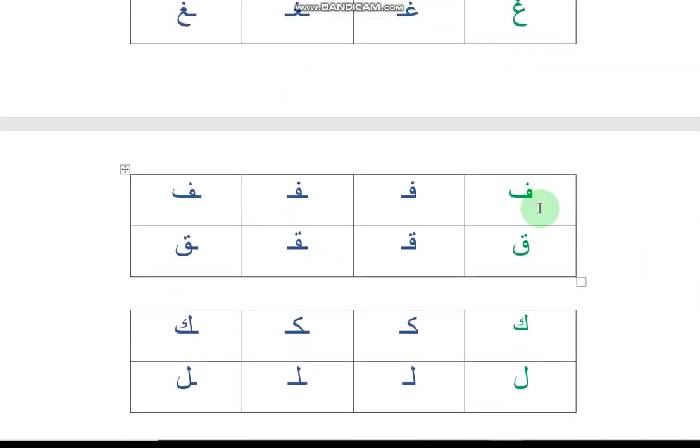Let's move on to Fa and Qaf. This is Fa in isolation. This is Qaf in isolation. Look at it. Fa has a dot, while Qaf has 2 dots. This is Fa at the middle. This is Qaf at the middle. This is Fa at the final stage, and this is Qaf at the final stage.